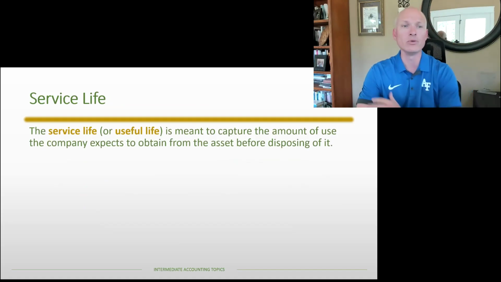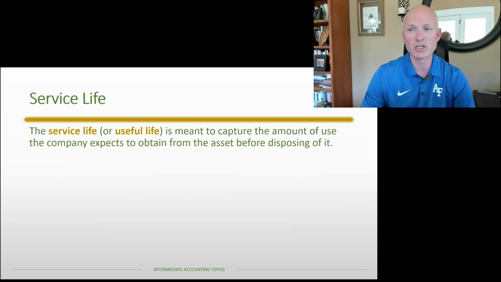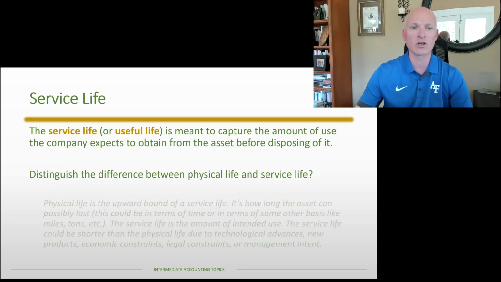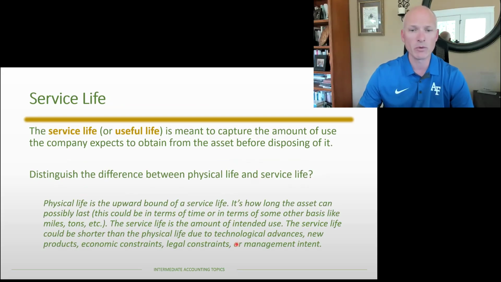Looking at the service life or the useful life, it's meant to capture the amount of use. A lot of times it is measured in time, but it doesn't have to be. What is the difference between a physical life and a service life? The physical life is that upper bound. In other words, it's how long it can possibly last.